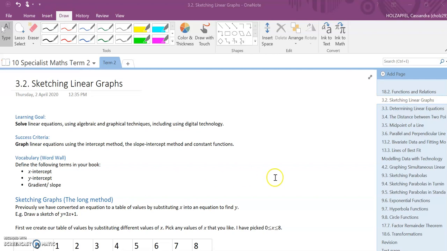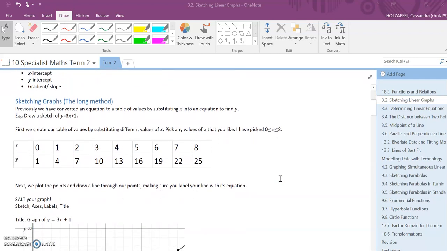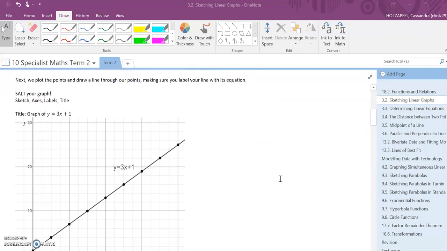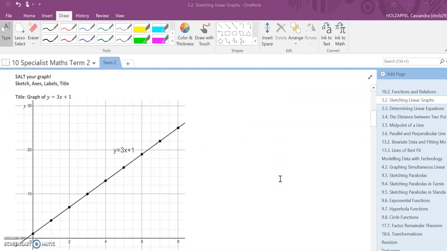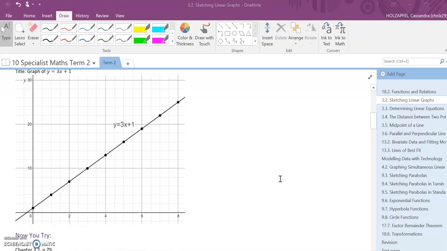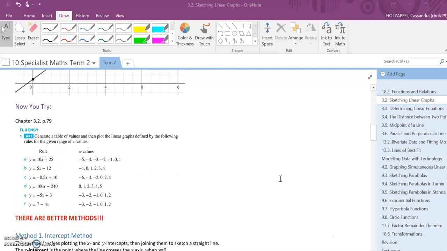Previously, whenever we've graphed something, we've taken an equation and substituted in different values of x. For this example here, I just picked values from 0 to 8. It doesn't actually matter which values you pick. I worked out what the y coordinate was going to be for each of those values. Then I can plot those points, draw a straight line through them, and make sure that I've labeled my graph with the axes and the title. You can see here on my graph, I've got the y-axis, the x-axis, and my line labeled as well.